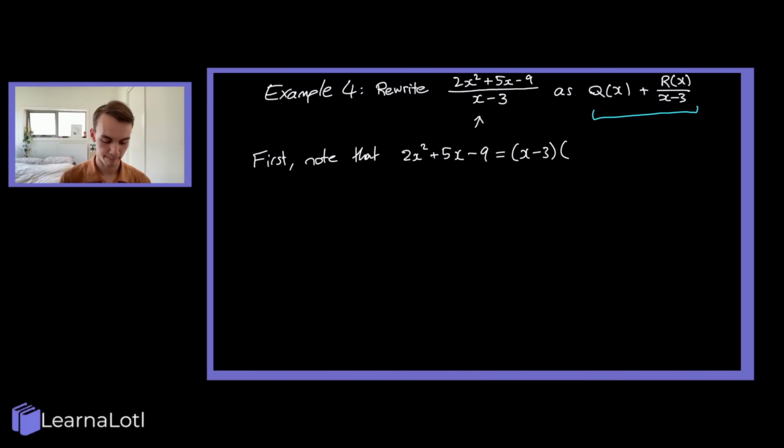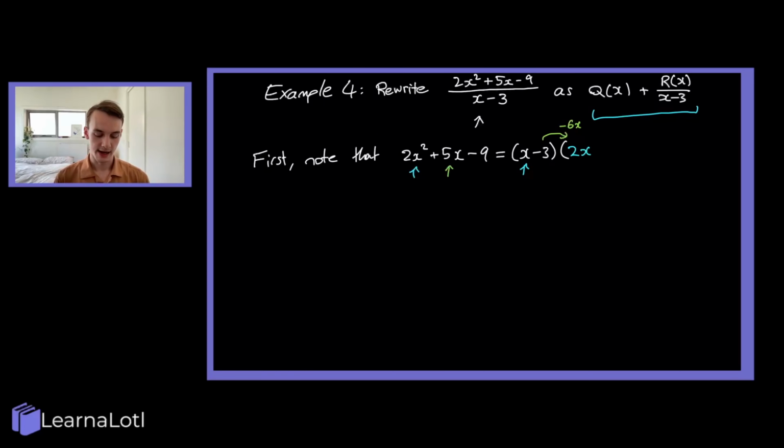my game. I want 2x squared. The only way I can get that is x times 2x. There we go, I've got my 2x squared. But I've also introduced minus 6x. I don't want minus 6x. What I want is plus 5x. So how am I going to correct this?